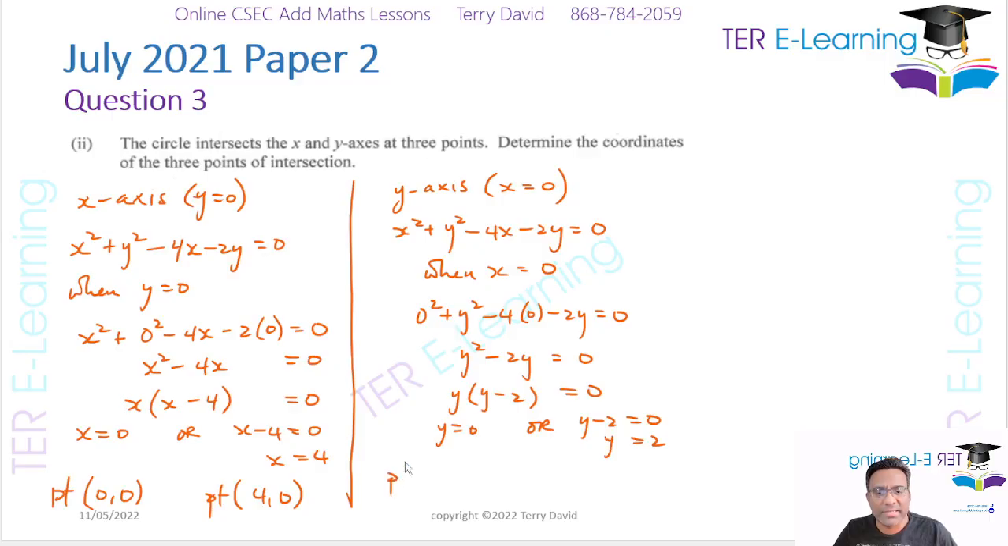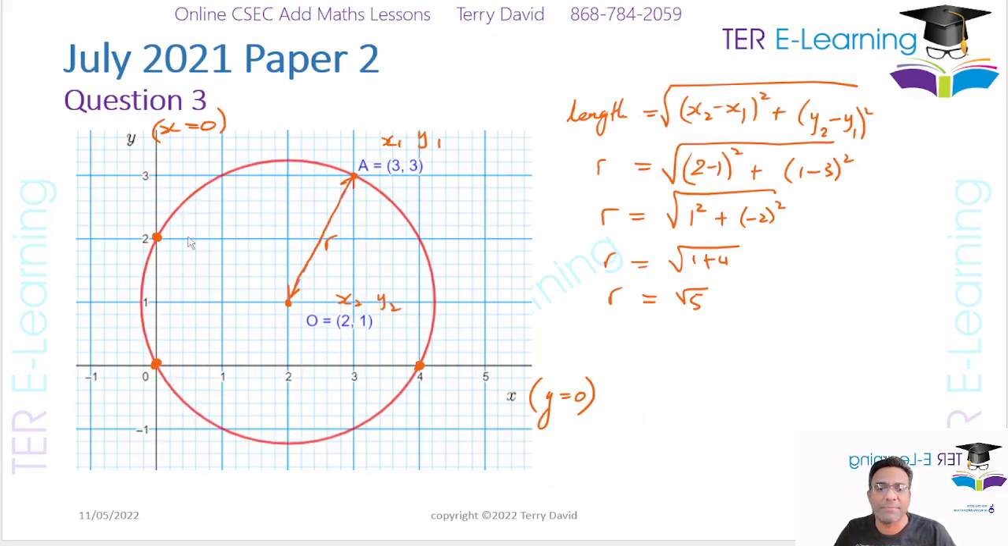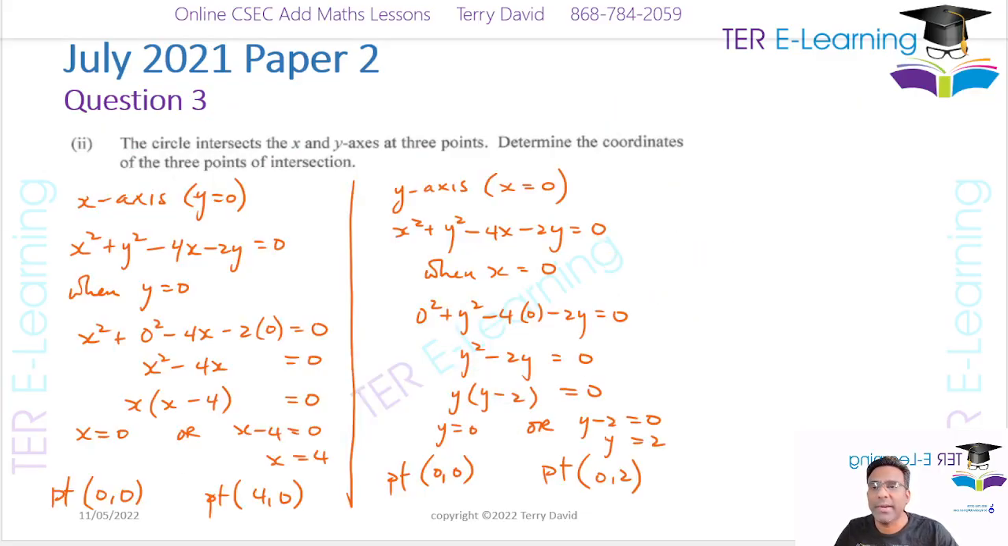So therefore, this point here on your y-axis is going to be 0, 0. And on the y-axis, it's also going to be 0, 2, which is what we have here. This is 0, 2 here. So we found our 3 points that they want. And let me use a different color to show you those 3 points.